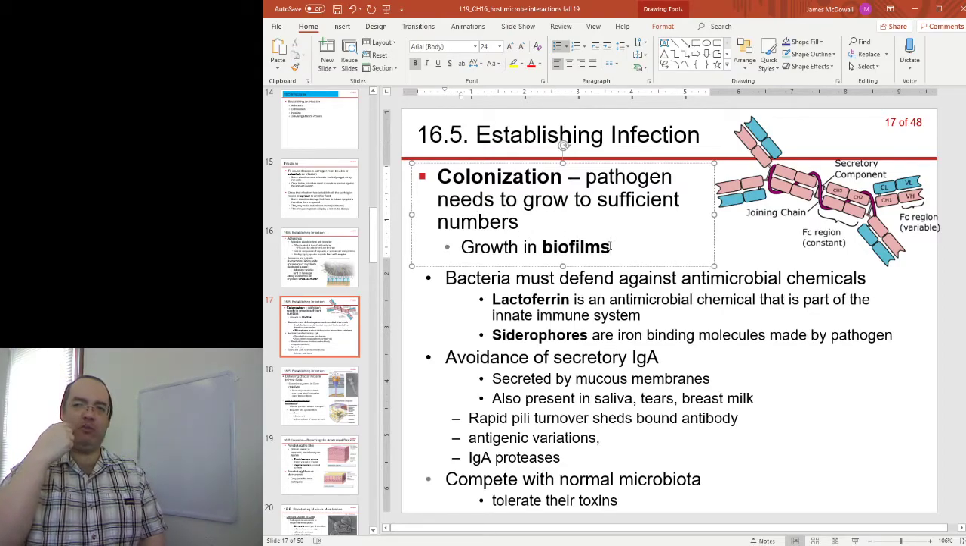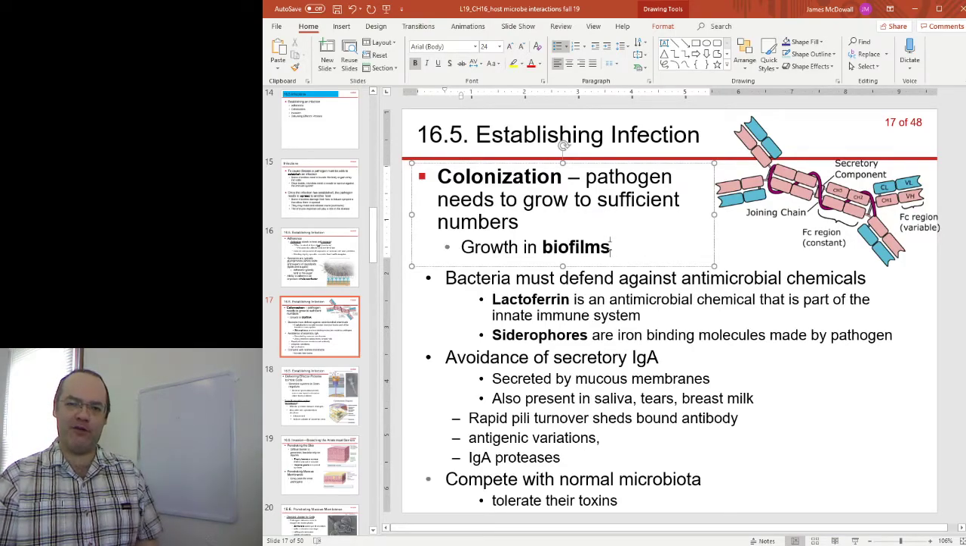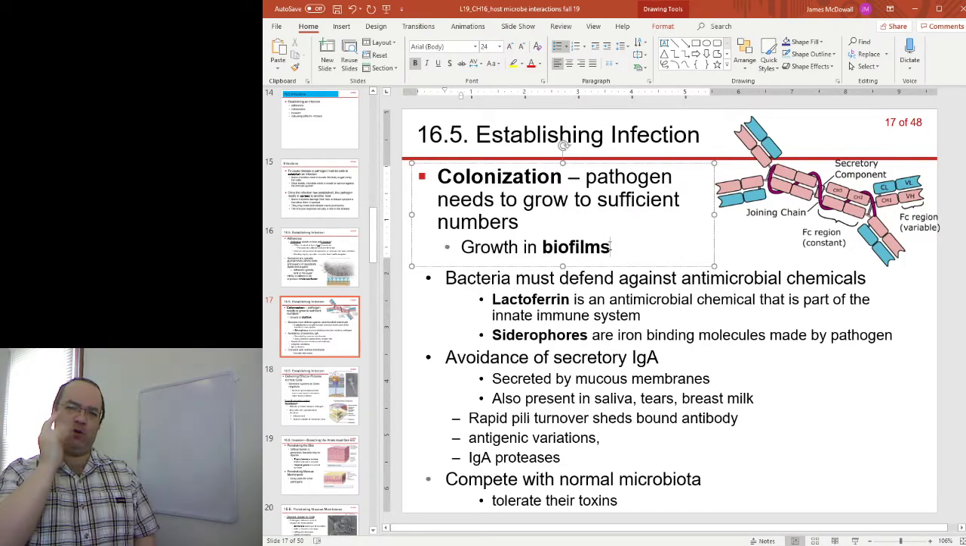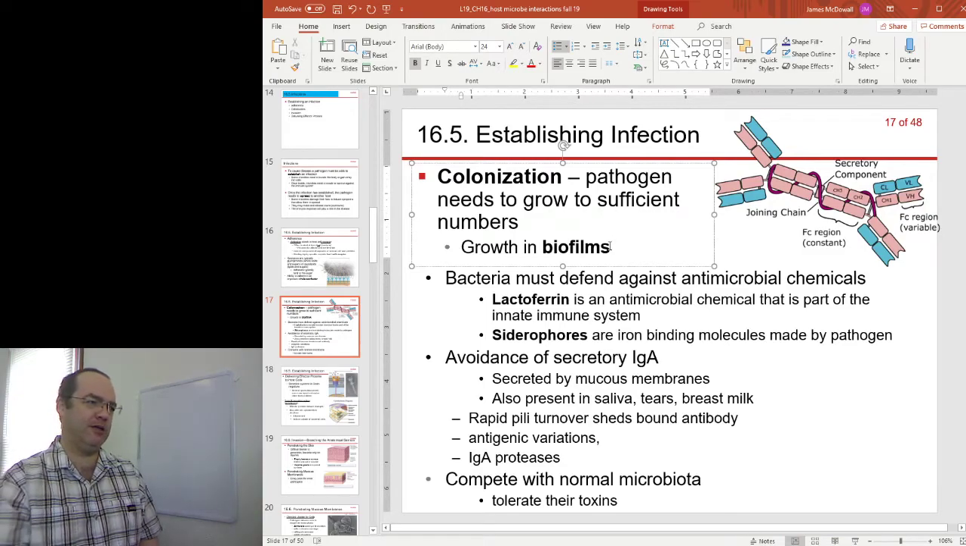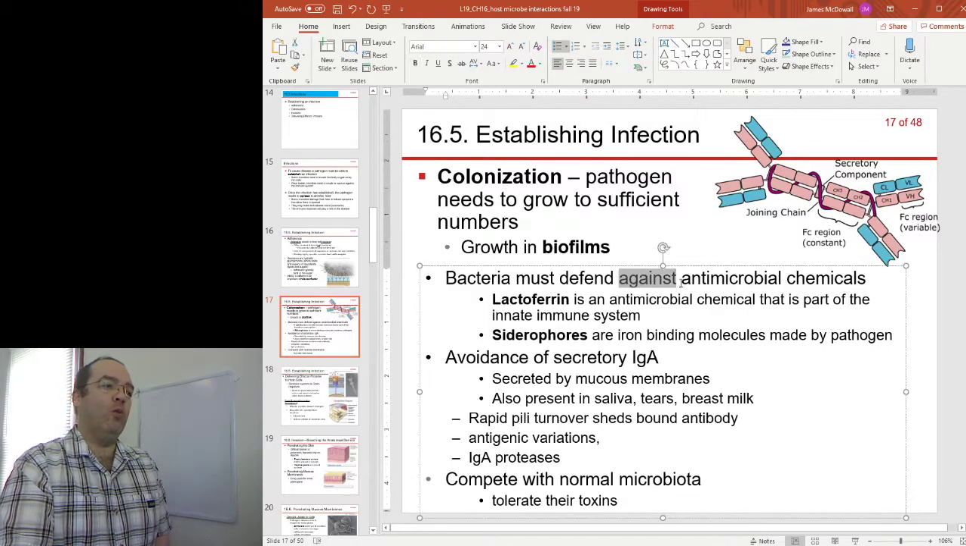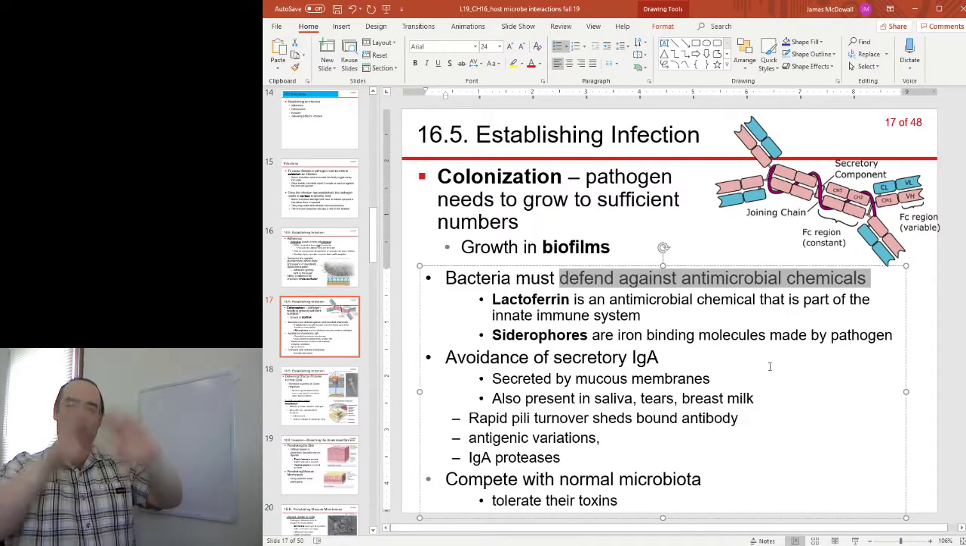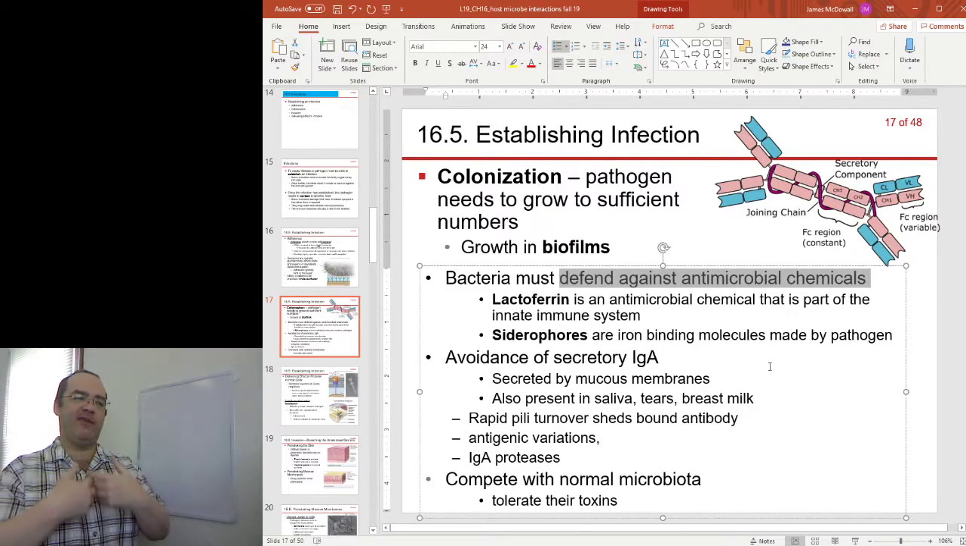Your dental plaque, the stuff you brush off every night and every morning, that's an important biofilm. A lot of different bacteria all working together in those microbe cities. So once the bacteria gets in, it has to survive and defend itself against all of our defense systems. And our first line defenses are all those antimicrobial chemicals that we produce.